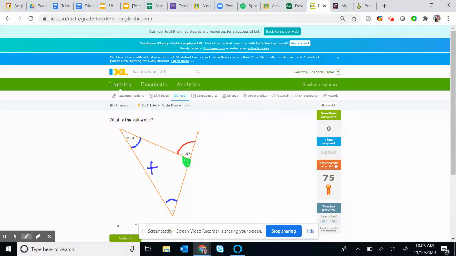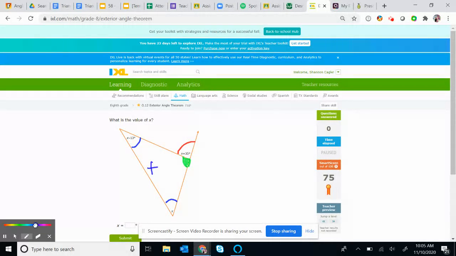Now in this case, it's a little different because we are working with variables. Normally, we would just add these two numbers up and bada bing, bada boom, we have the exterior angle measure. This is going to take a couple more steps, but it is definitely something we can do. So let's do our setup for our equation.